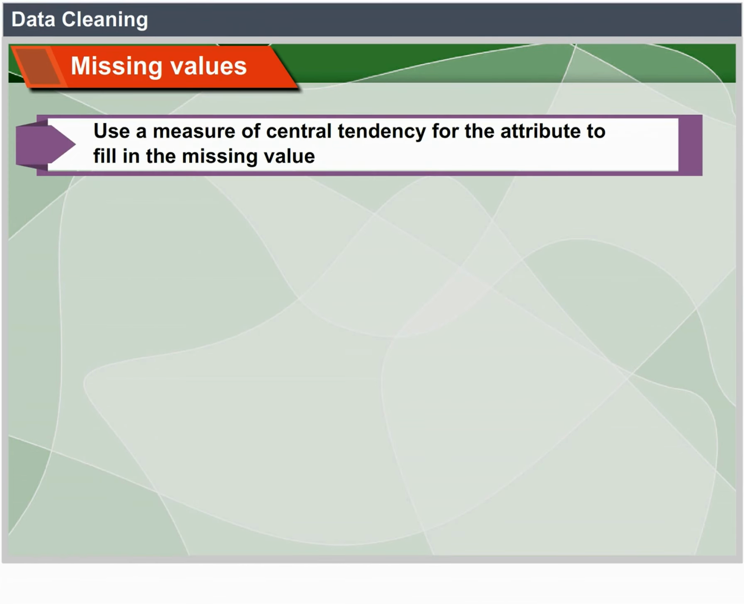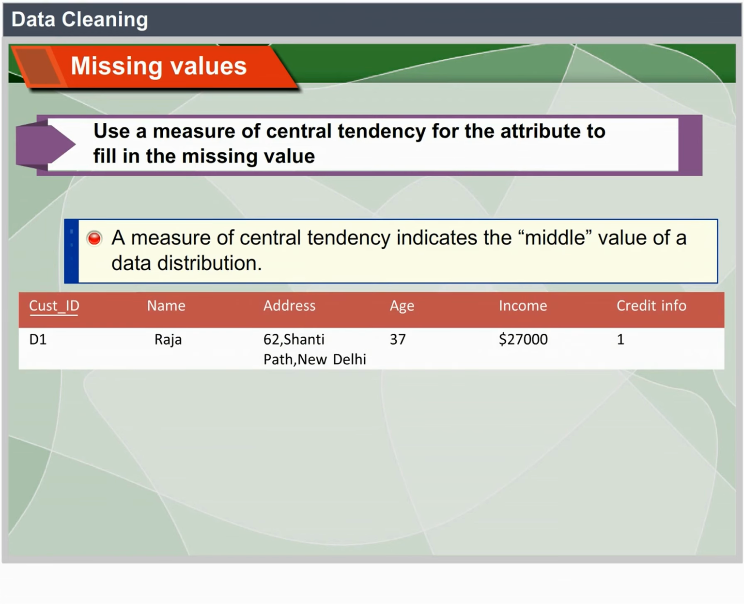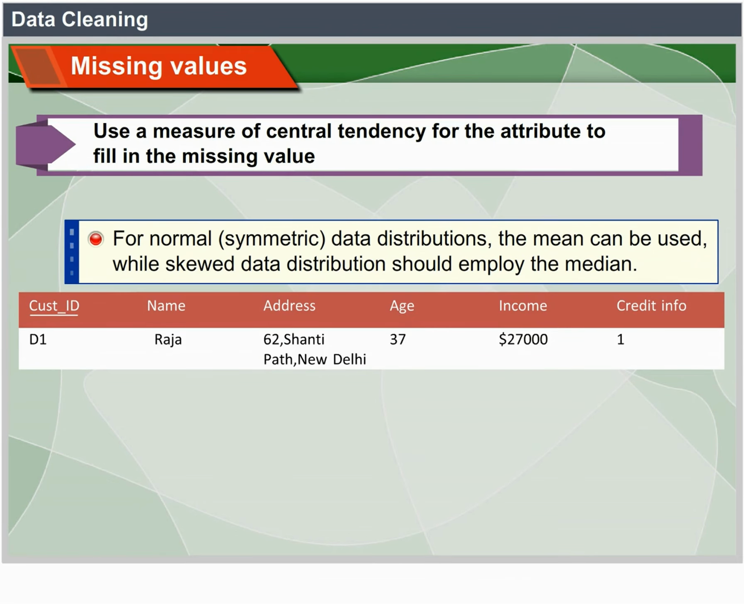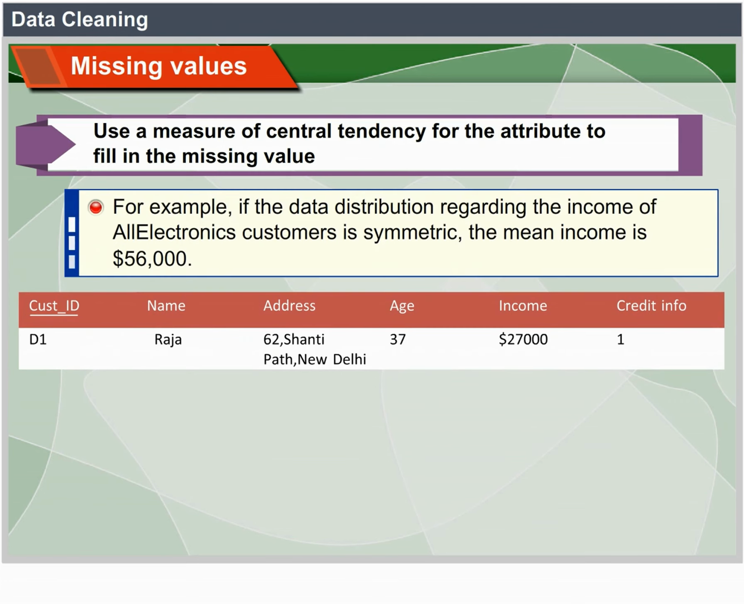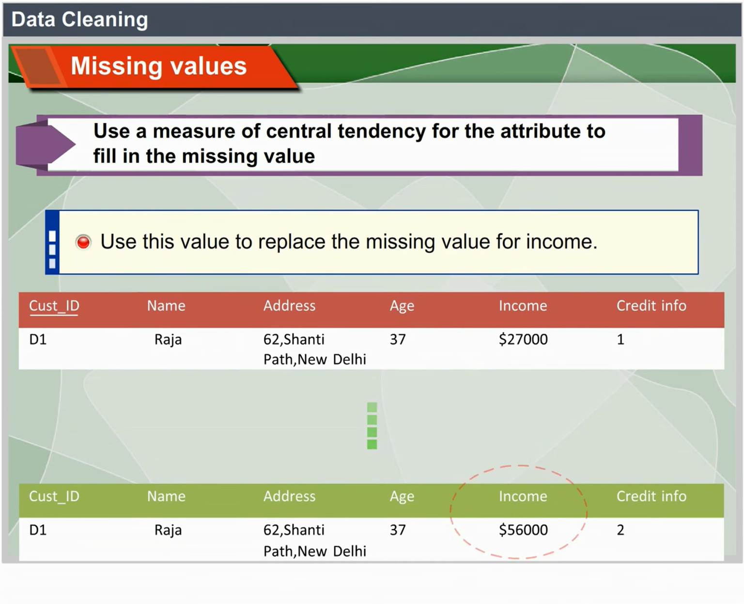Use a measure of central tendency for the attribute to fill in the missing values. A measure of central tendency indicates the middle value of a data distribution. For normal symmetric data distributions, the mean can be used, while skewed data distributions should employ the median. For example, suppose that the data distribution regarding the income of all electronics users is symmetric and that the mean income is $56,000. Use this value to replace the missing value for income.